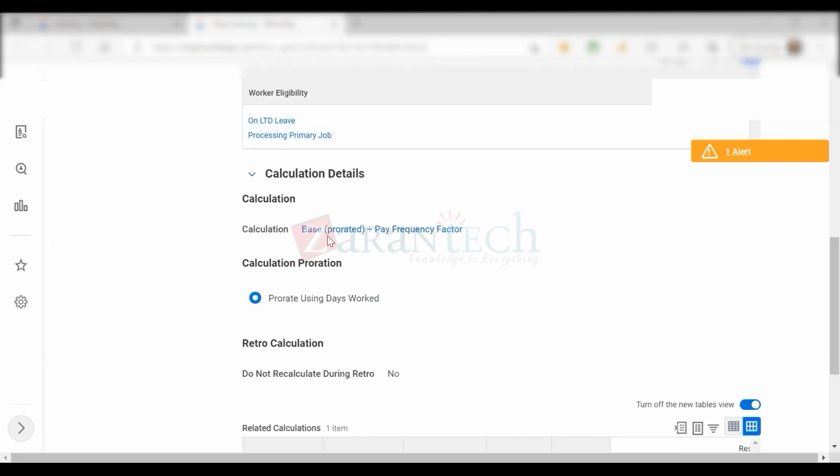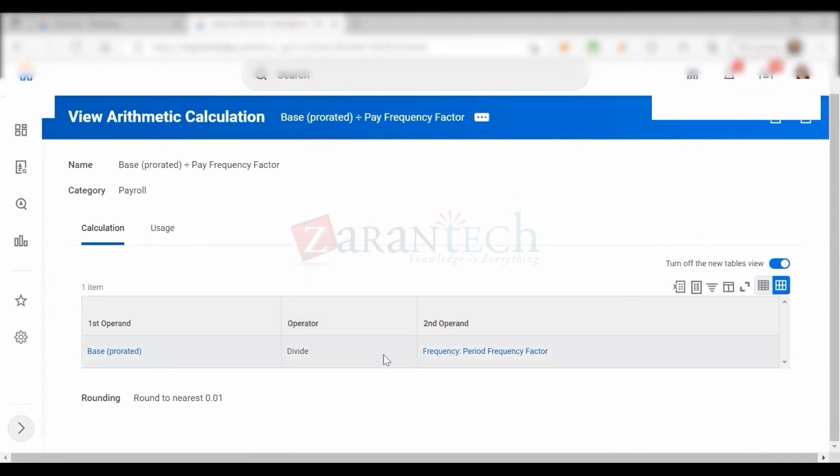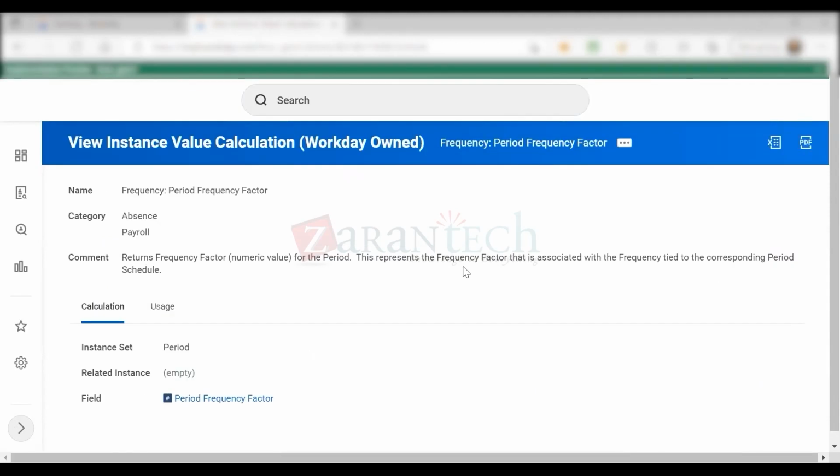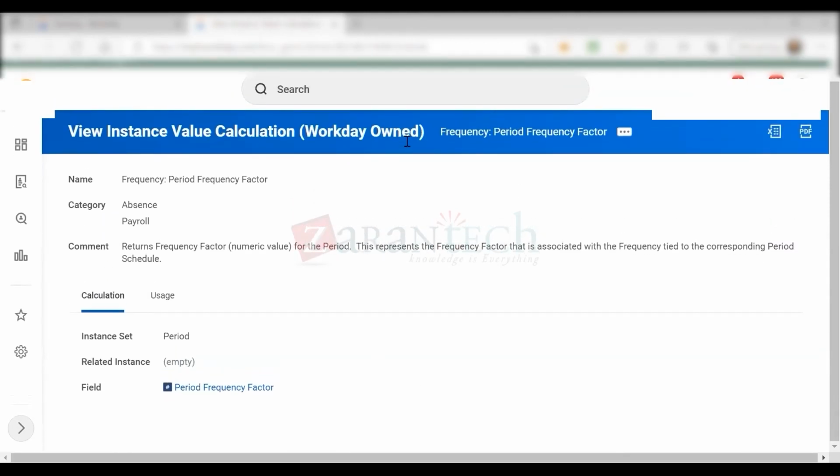My calculation rule is saying base prorated divided by pay frequency factor. Let's open this formula: base prorated divided by period frequency factor. I will dig down further here, and this is Workday owned. It says return frequency factor numeric value for the period. This represents the frequency factor that is associated with the frequency tied to the corresponding period schedule. So we are working with semi-monthly, so my frequency factor will be 24, because that is how I'm de-annualizing anything.